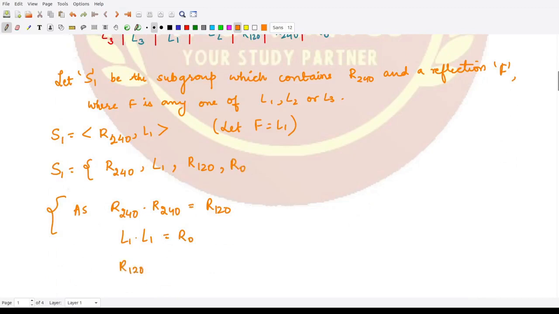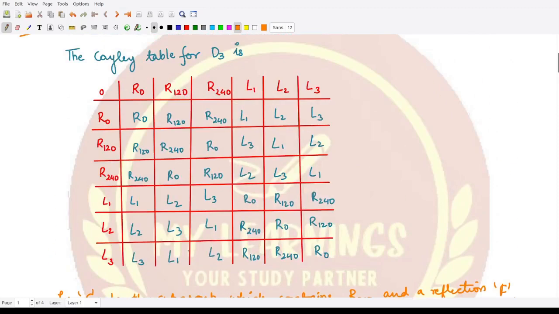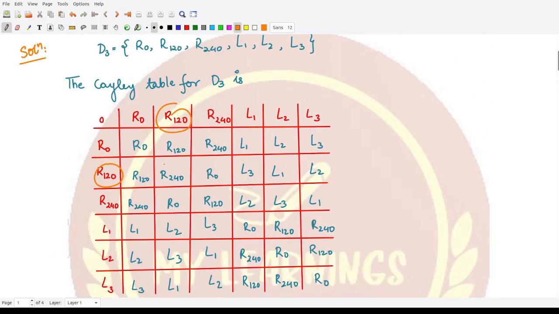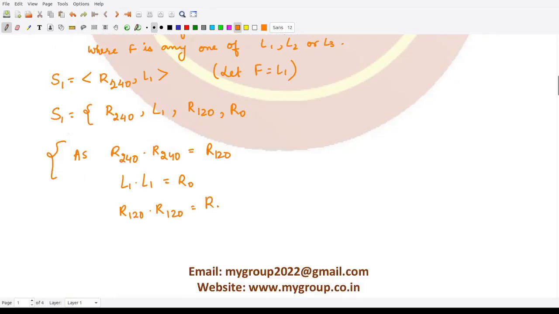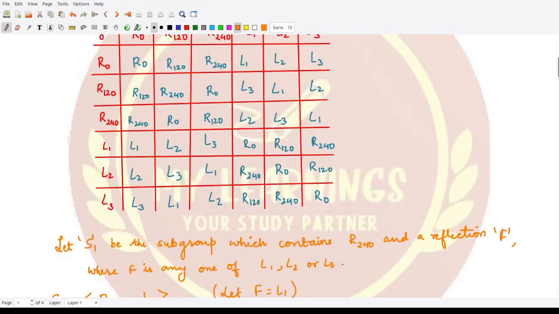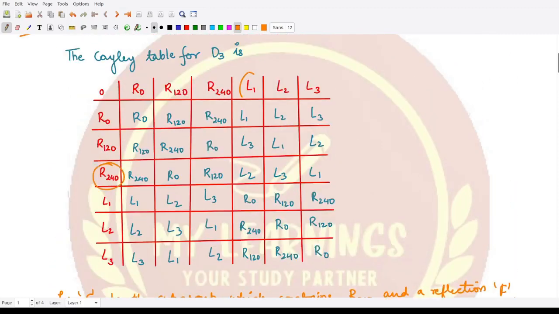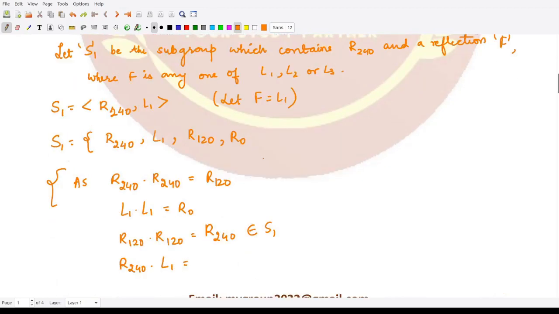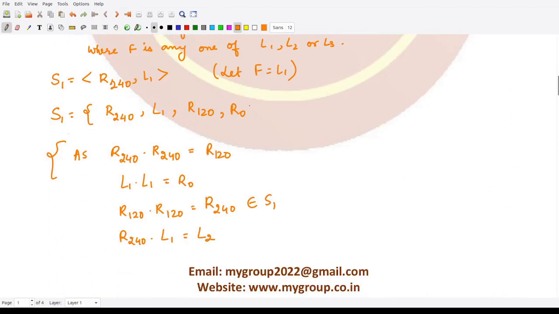What about R120 into R120? R120 with R120 is R240, which is already present, so no need to write it again, right? What about R0? R0 into R0 is R0, no need to check for that. So let's check R240 composed with L1. It is L2. So that means L2 has to be there in your group as well, right?